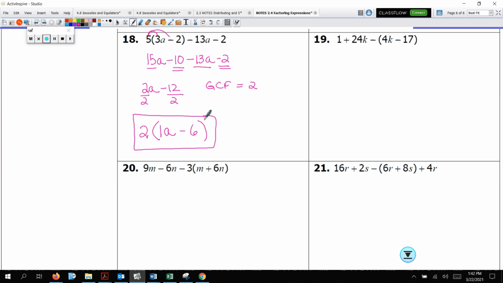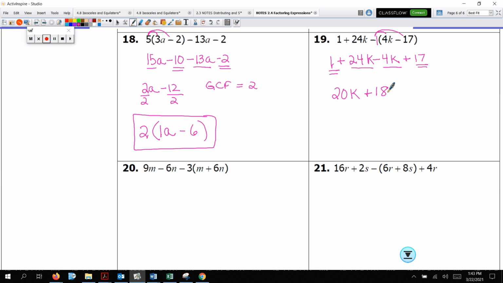All right, good. Remember 19, if there's that negative sign out front, put a 1 if it keeps us from making a mistake, because I need to distribute negative 1 to both terms here. So that gives me negative 4k. A negative times a negative is a positive 17. All right, bring everything else down. Now we have like terms. 24k, negative 4k. 24 minus 4 is 20k. Positive 1, positive 17 is 18. Now we got the factor.